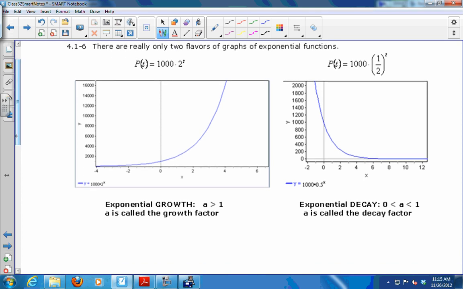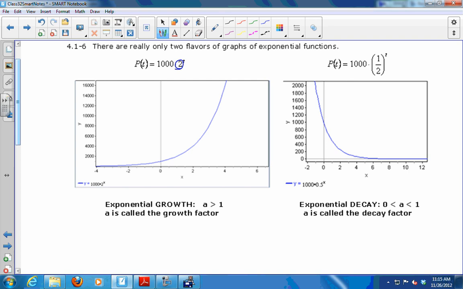So keeping the base a positive number that's not 1, we really only get 2 flavors of exponential growth or exponential functions. We get growth and we get decay. Growth happens when the a value is bigger than 1. So you're taking your initial population, and in this case, we're doubling every year, multiplying by 2. When you multiply by a number bigger than 1, you get growth.